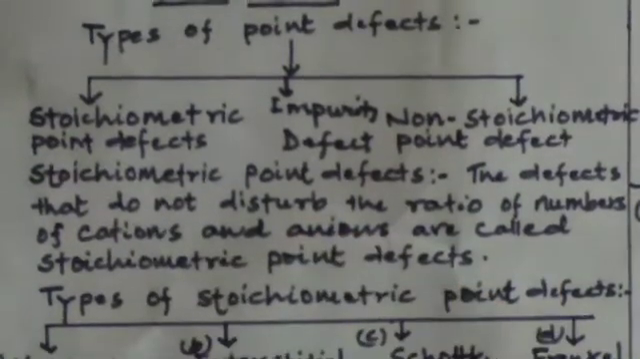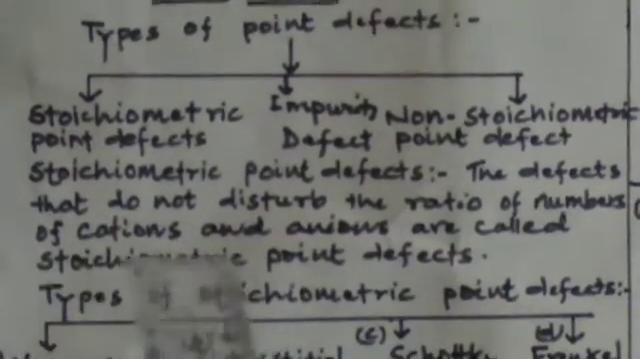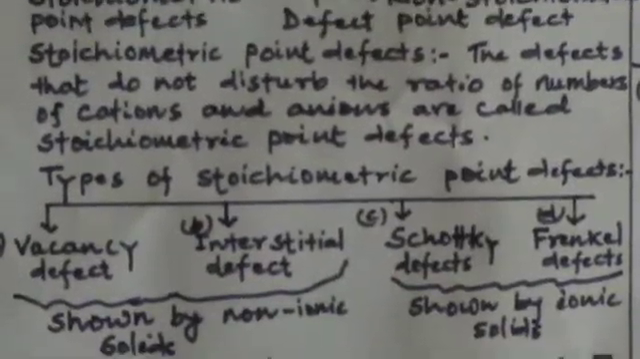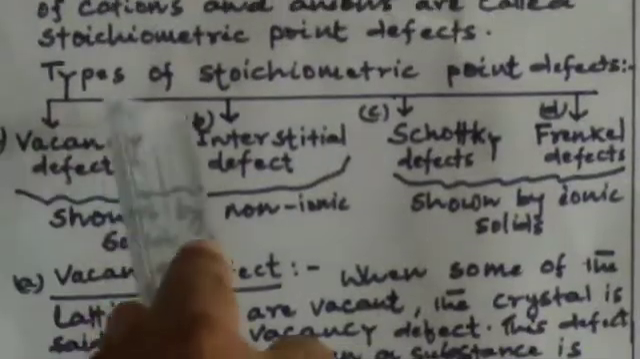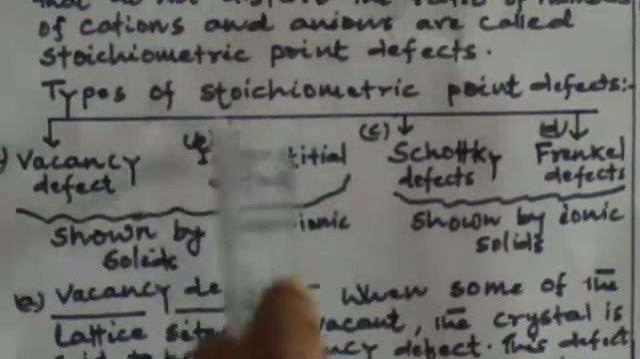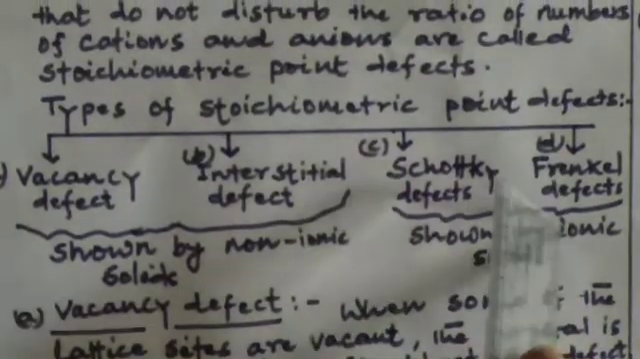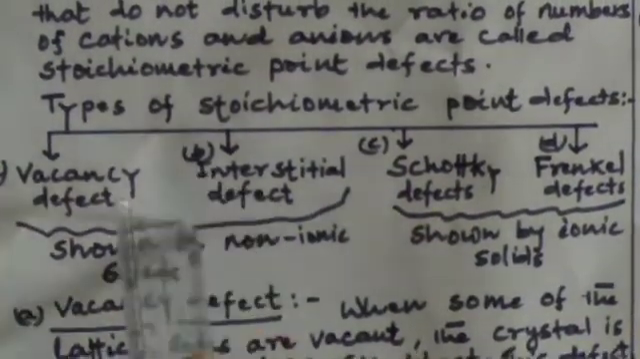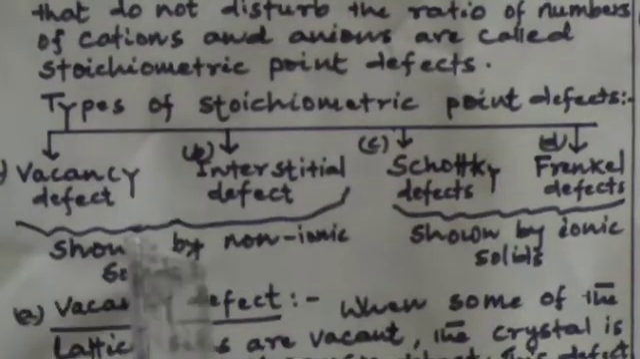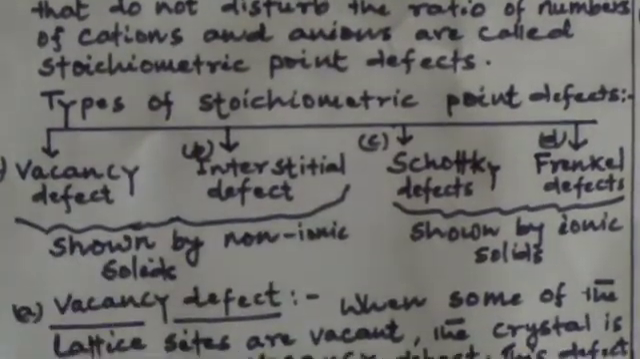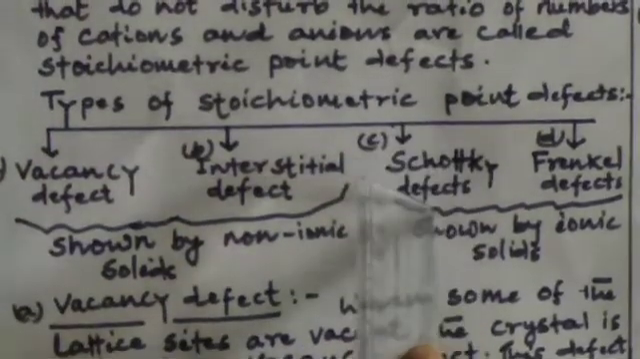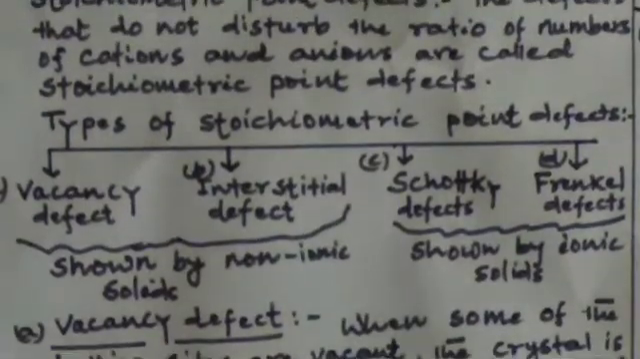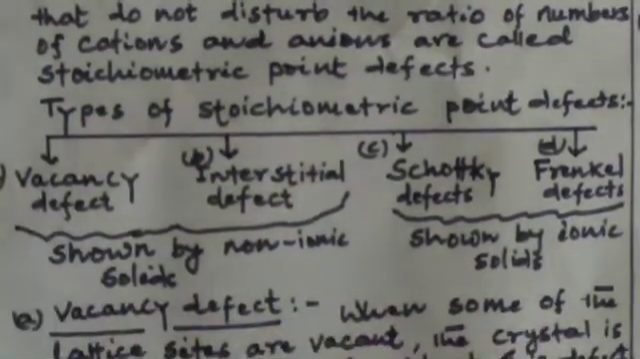Now, what are the stoichiometric point defects? Stoichiometric point defects are of four main types: vacancy defect, interstitial defect, Schottky defect, and Frenkel defect. Vacancy defect and interstitial defect are shown by non-ionic solids, whereas Schottky defect and Frenkel defect are shown by ionic solids. Now we will learn these defects one by one.